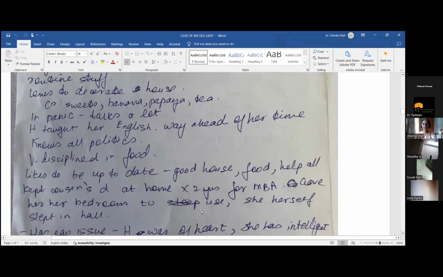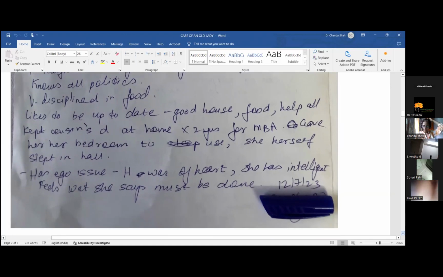Then imagine giving her bedroom for 2 years to the cousin's daughter. Okay, so much care is there, no? So much love is there. So much helping nature is there. And the daughter saying, no, she has ego issue. Husband was emotional, but she is intelligent, and what she says must be done. So she's taking up so many responsibilities for the family, and all of it is around food, nourishment.